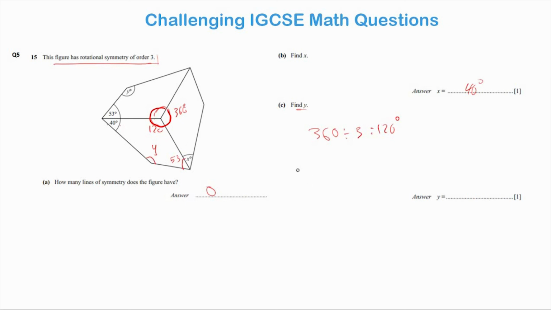So we can find y. Y is equal to 360 minus 40 plus 120 plus 53. Since it is a quadrilateral, and in quadrilaterals angles add up to 360, this would give us 147 degrees as the answer.